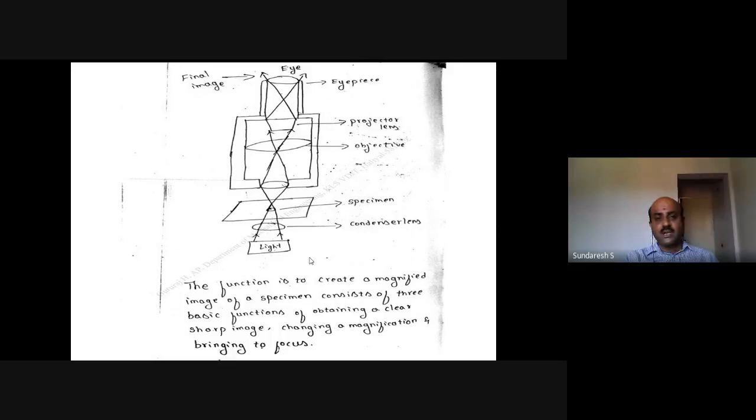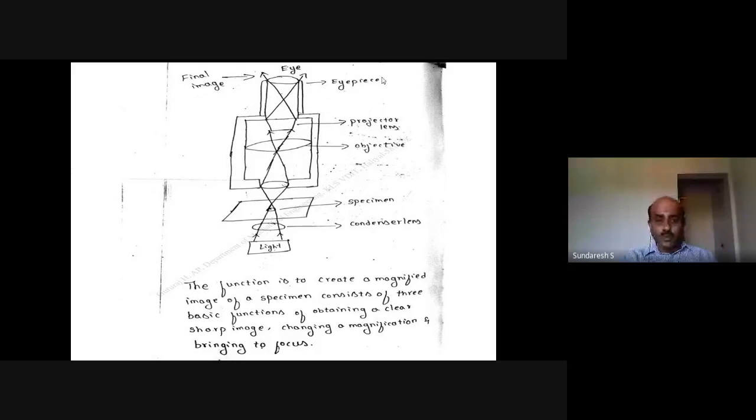So how to get this? You have to keep a specimen on the table over here. Below the table there is a condenser lens and you will have a light source. At the top of the table there is a platform where you are going to keep the specimen, and the specimen will be exposed from the bottom. The light source will be there, and then the condenser lens. Through the condenser lens, the light will be transmitted. Since you are using light, you can see the images. That's why the light source will be there at the bottom over here.